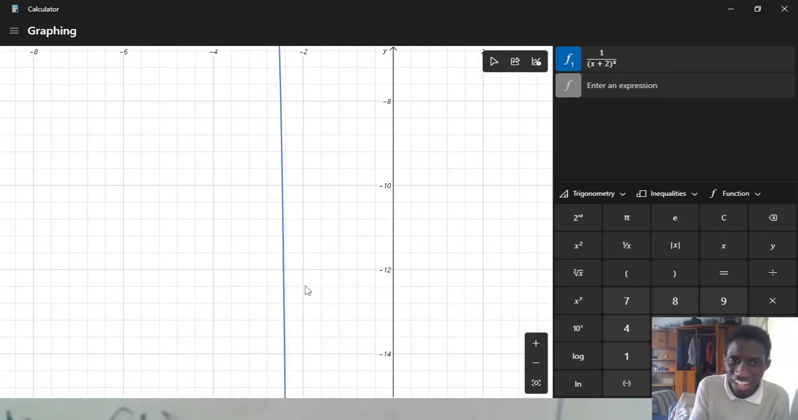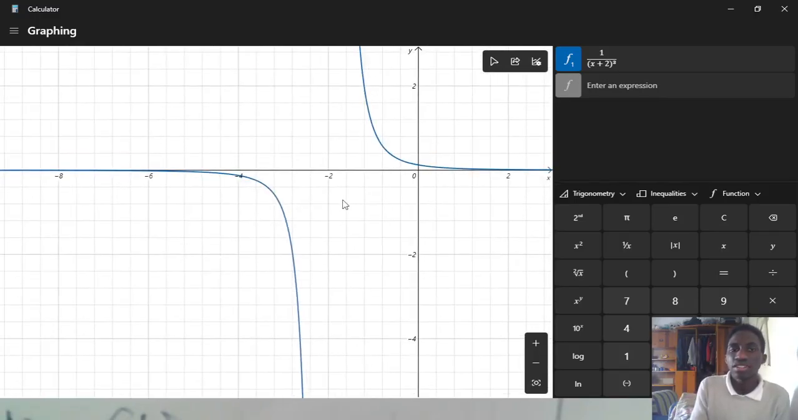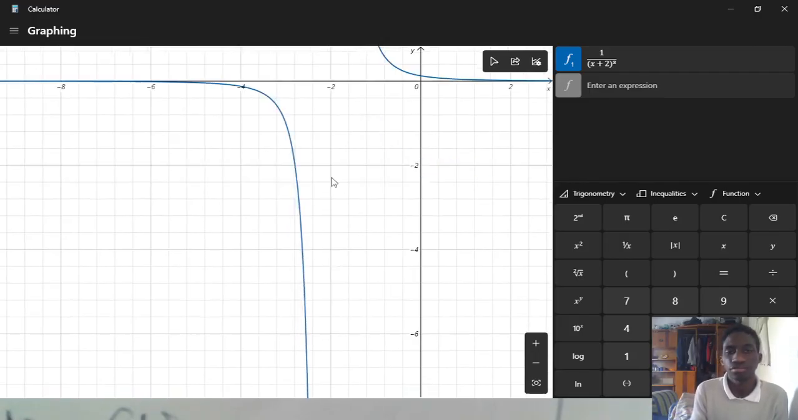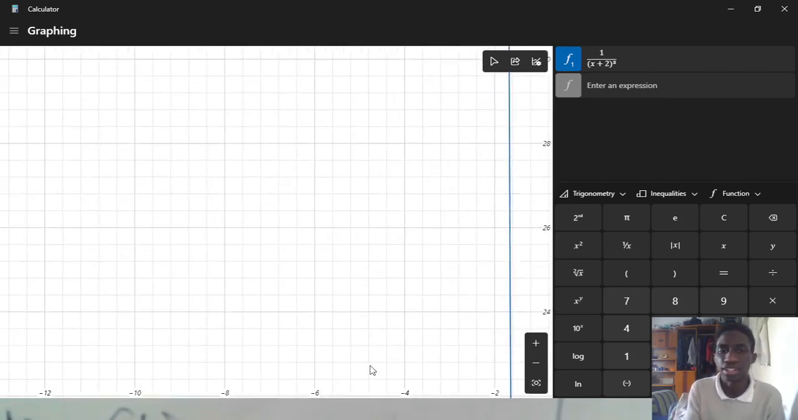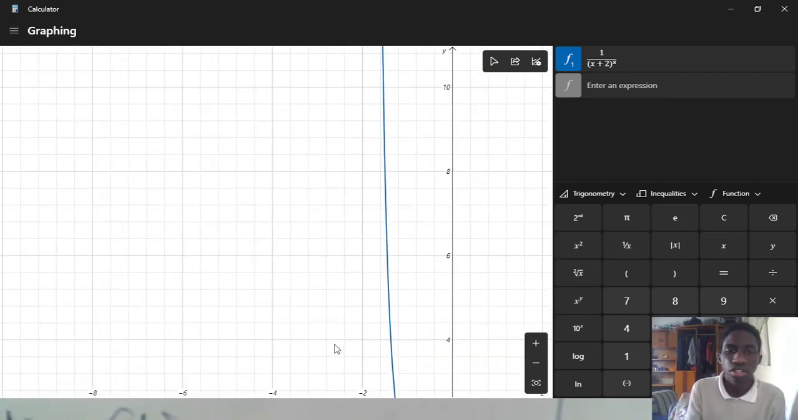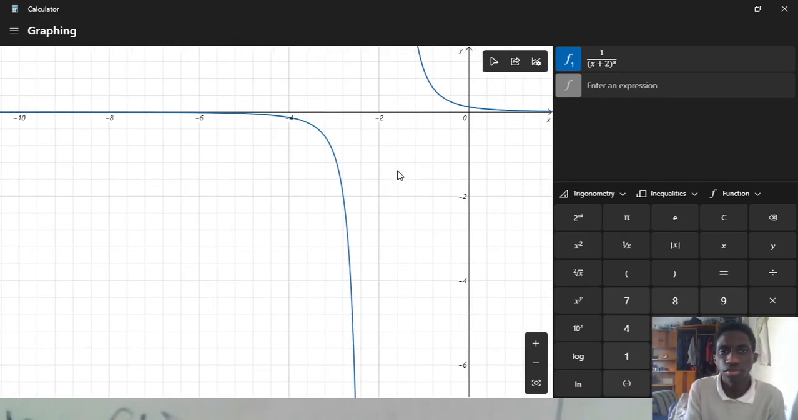It will never reach the line x equal to minus 2. It's never going to reach that line. It's just going to keep on going like that and like that. So the line x equal to minus 2 is a vertical asymptote for this graph. We'll cover vertical asymptotes soon.